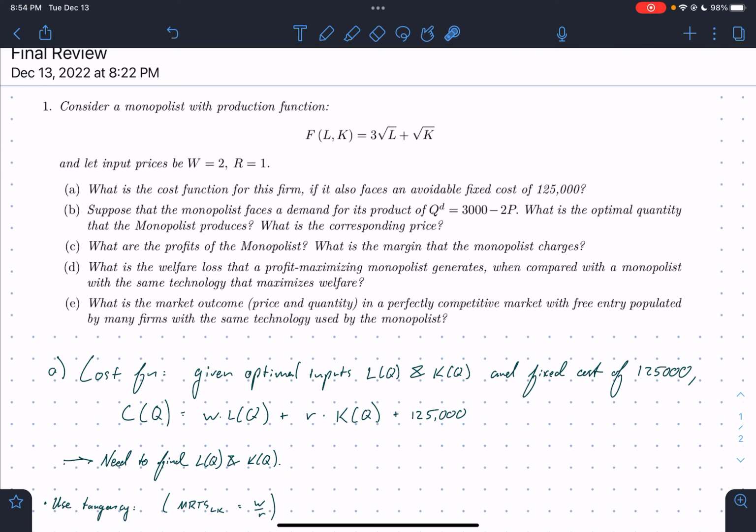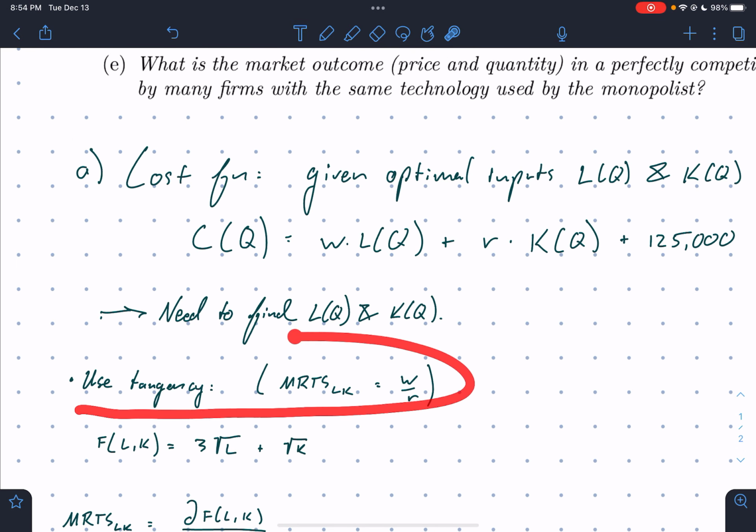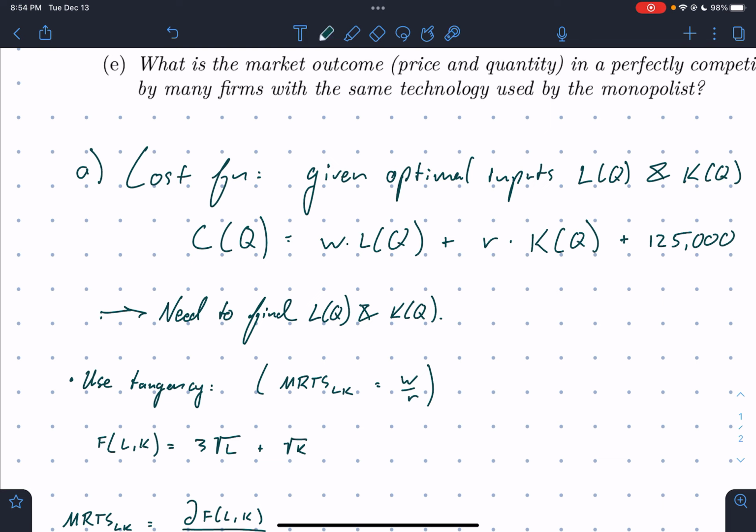So to answer this problem, we need to find the optimal choice of labor and capital for a given level of production. To do this, we need to use tangency. So we'll see how we do this in a second. But when we're looking at tangency, we need to set the MRTS between L and K equal to the ratio of prices of those. So we need to set it to W over R. And this will characterize the optimal use of L and K given a certain Q.